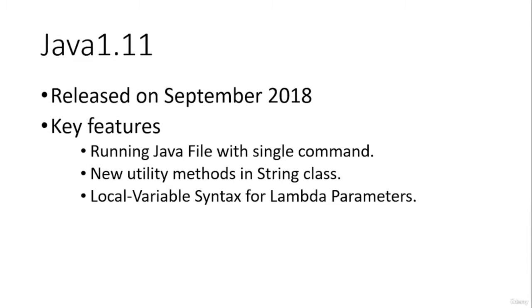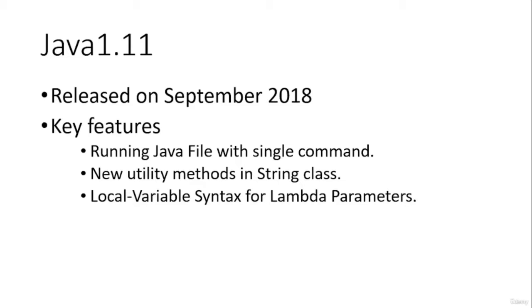Next version we need to discuss is Java version 11. It was introduced in September 2018. We can see that after every 6 months Java started releasing after JDK 9. This version was released in September 2018. So every 6 months there has been a release of Java since then.